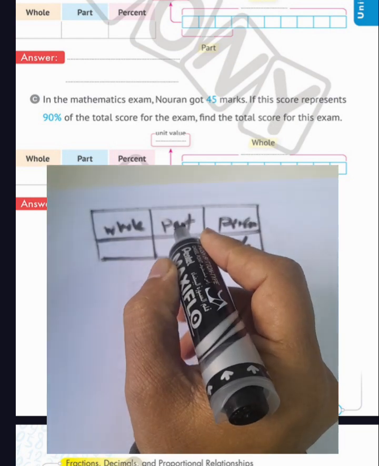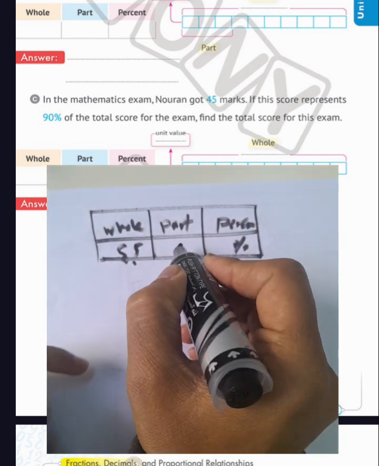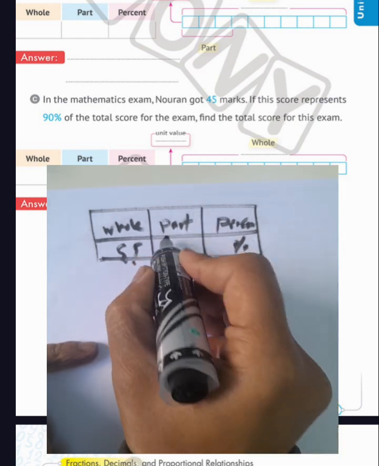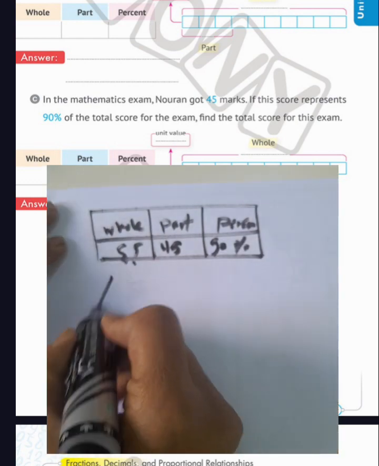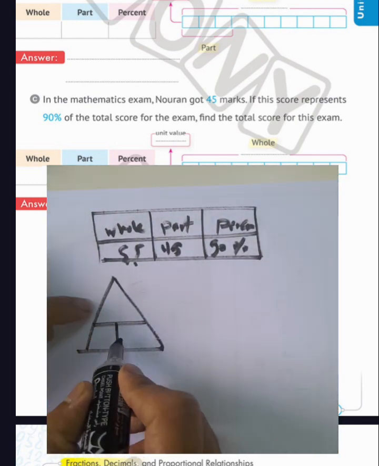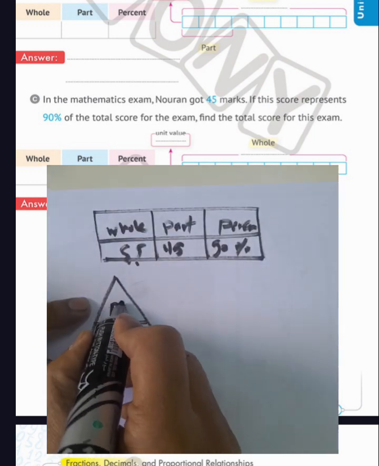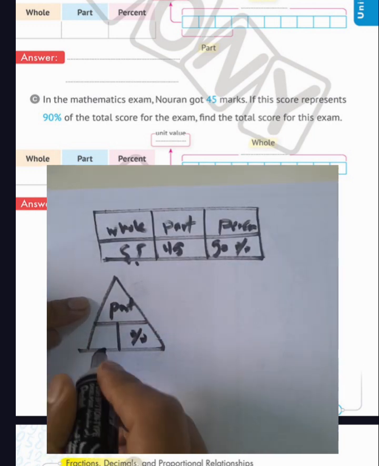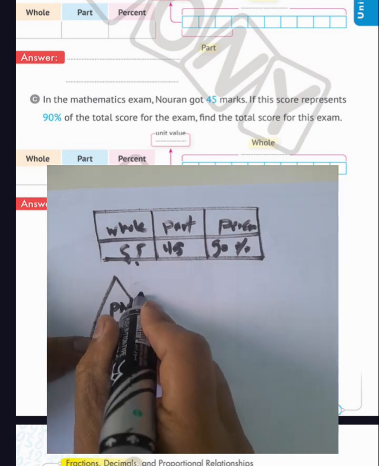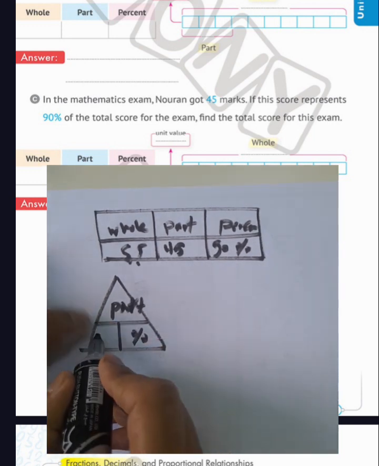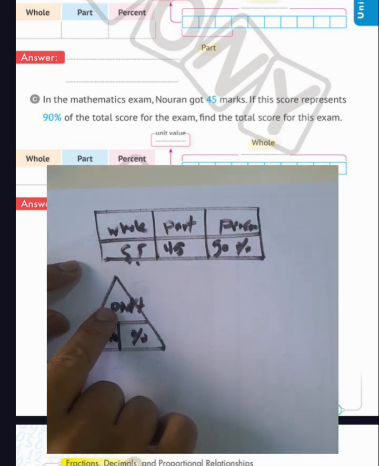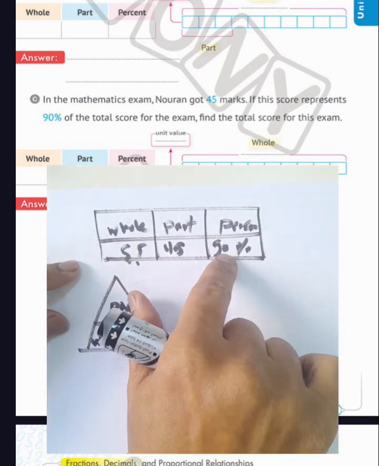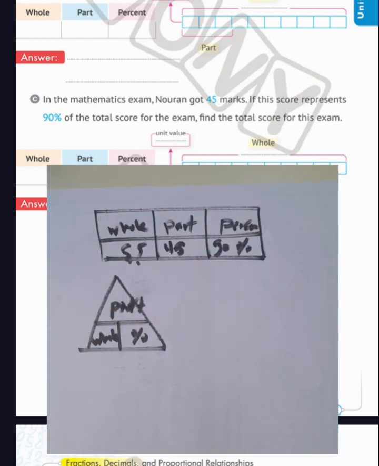Okay, you want to find the whole number, the total number, and they gave us the part. She got 45 marks, and the percent was 90%. Okay, in the table or this triangle, we have the part here and the percent here, and the number down here we call the whole number. We want to find the whole number. You must divide the part by the percent. Divide 45 by 90%. But you won't find the result by using the diagram directly. Okay, how do we solve this example?